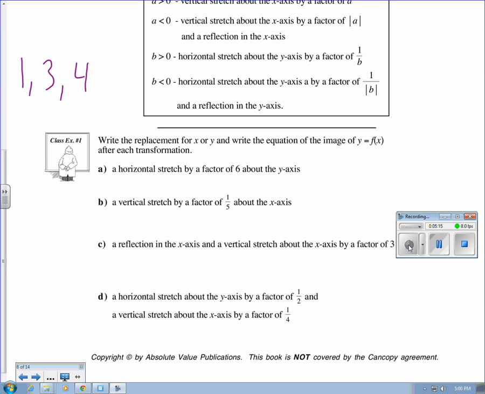So I'm going to try and do class example 1, 3, and 4. A horizontal stretch by a factor of 6 about the x-axis. Think about what that means. A horizontal stretch affects x, and what has to stay the same? The y has to stay the same.